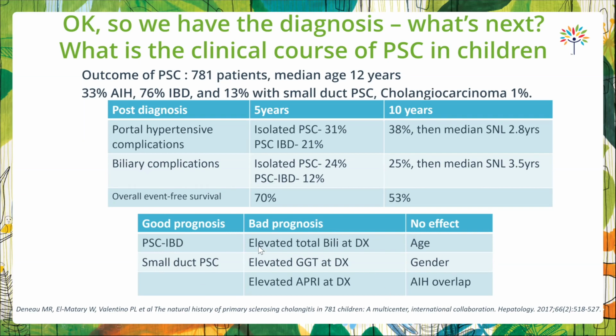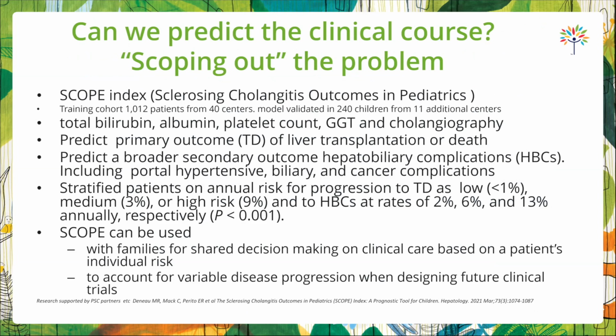But if you've got really bad liver function tests when you first present, then you might not do quite so well. We also know that there is no effect of age, gender, or whether you've got autoimmune hepatitis on affecting your outcome. Now, these are all general statistics, but what about the individual in front of you or your child? How good are we at picking what's going to happen next in a particular person?